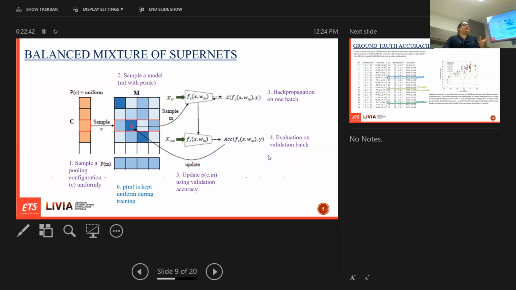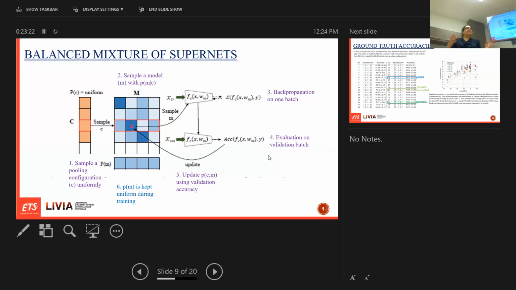So basically, obviously, the more accurate model would become more probable as the training goes on. Another thing that we had to pay attention to was that we had to ensure that the probability of the models, which is basically the average of this matrix, is always kept uniform.